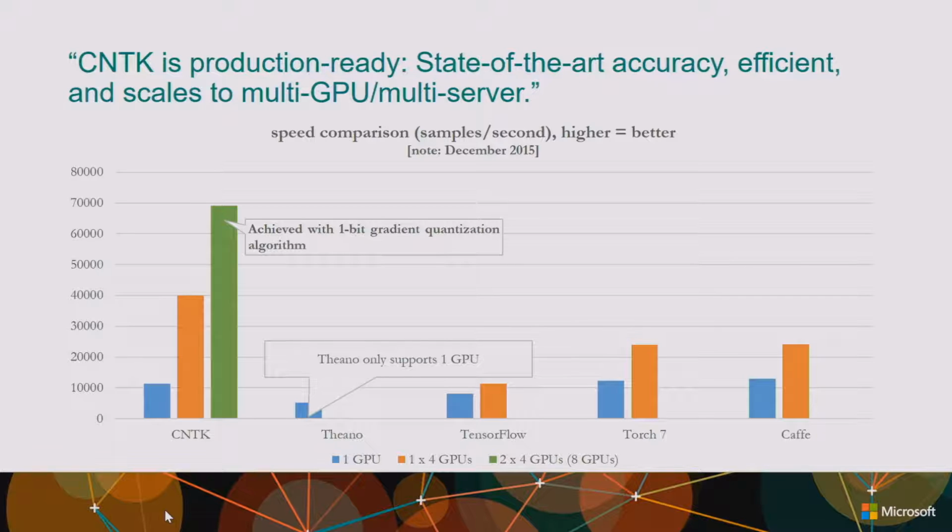And then you see the orange bar where we go to 4 GPUs. CNTK nearly scales 4 times. And then we go to 2 times 4 GPUs. That's 2 machines. The other toolkits did not support that at that time. And now it's only TensorFlow that does. And it still scales quite nicely.